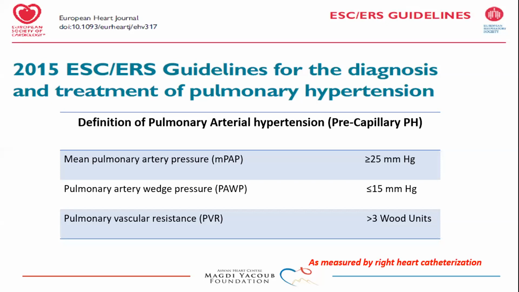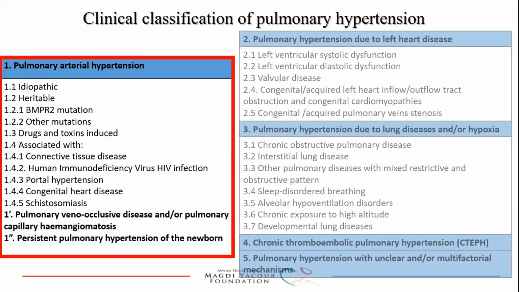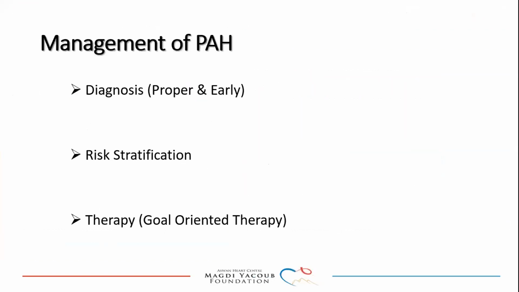In addition to the pressure, we should have a pulmonary artery wedge pressure less than 15 millimeter mercury and pulmonary vascular resistance more than 3 Woods. Pulmonary arterial hypertension is group 1 in the 5 groups classification. It includes various subtypes like the idiopathic, heritable, drug-induced, and those associated with connective tissue disease.